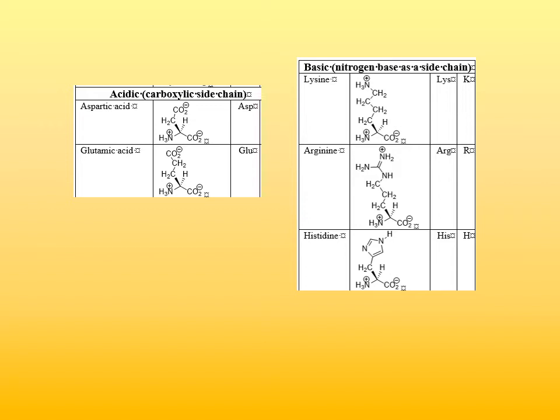Basic ones are lysine, arginine, and histidine. And they all have, as you can see, a positively charged group. They differ a little in the side chain. Actually, histidine does not. Histidine has an imidazole ring. We'll cover those structures in a minute. But you can see that basic amino acids have a little bit diverse structure, and we'll have to look at them in detail in a minute.